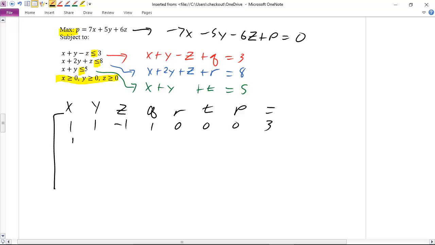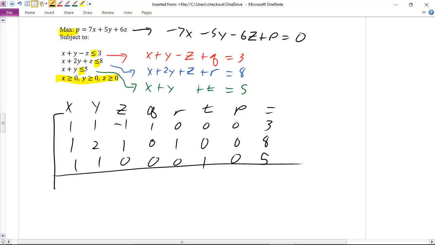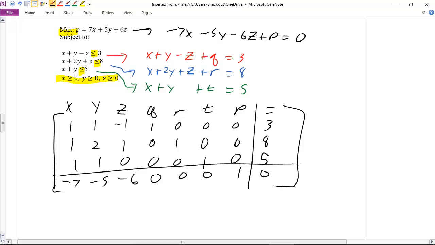Then we've got 1, 2, 1 for the blue equation, 0, 1, 0, 0, 8, 1, 1, 0, 0, 0, 1, 0, 5. And then the objective equation always goes at the bottom. Negative 7, negative 5, negative 6, 0, 0, 0, 1, 0. All right, there we go. So we're all set up. We're ready to start rocking and rolling.